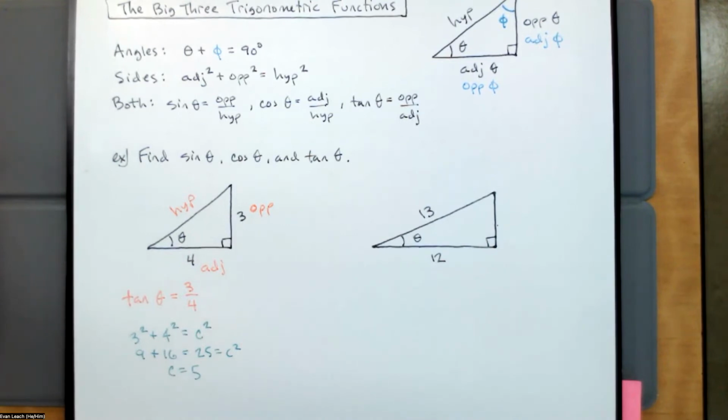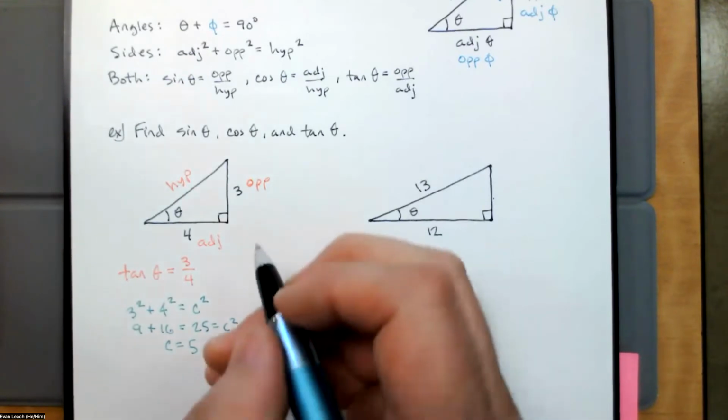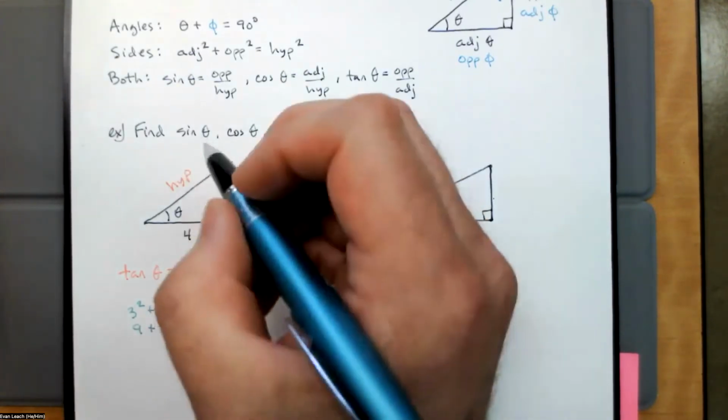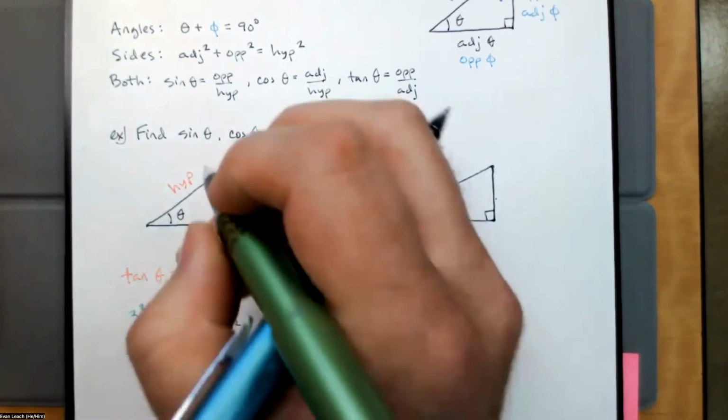Now that we have the hypotenuse, we can write down sine and cosine. So what is sine of theta? Opposite over hypotenuse, which is 5, so 3/5.